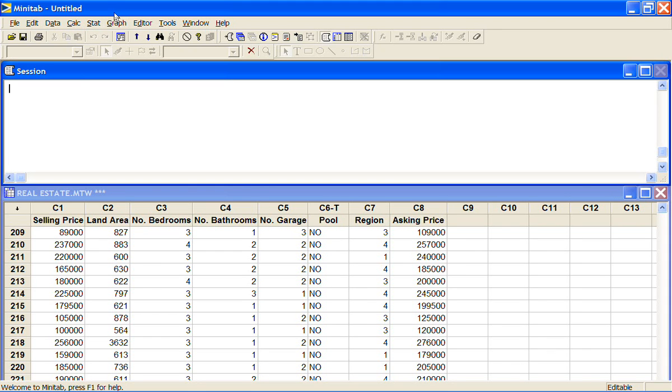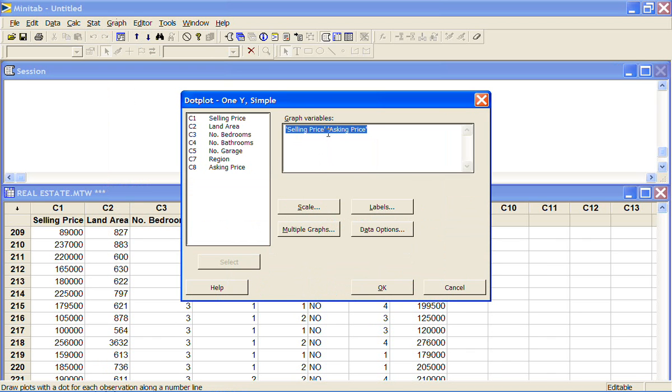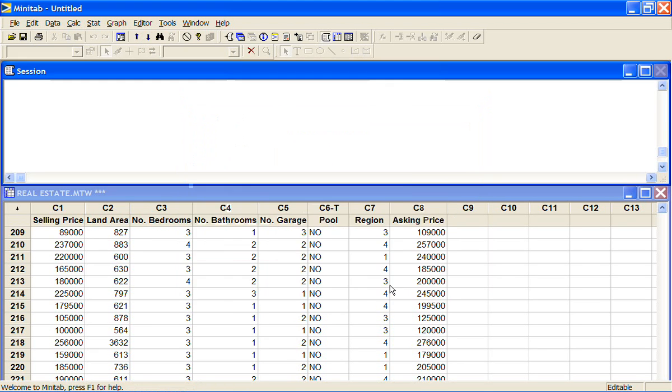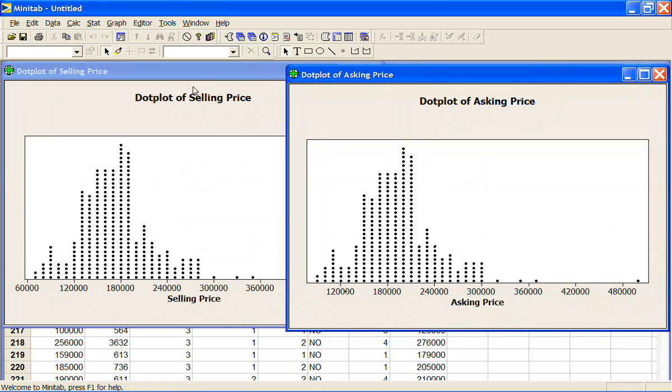In this tutorial I'm going to take a look at some of the advanced options for graphing, particularly with the dot plots, but these apply to most of the graphs. If I go to dot plot and choose the simple dot plot that we did in the previous tutorial, you'll find that Minitab will actually let you put in a number of variables, not just one, even though it's a simple dot plot. If I click OK, then by default Minitab will usually spit you out two separate dot plots. So we've got the selling price here and the asking price here.